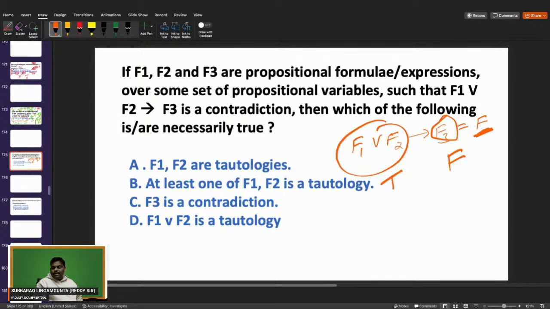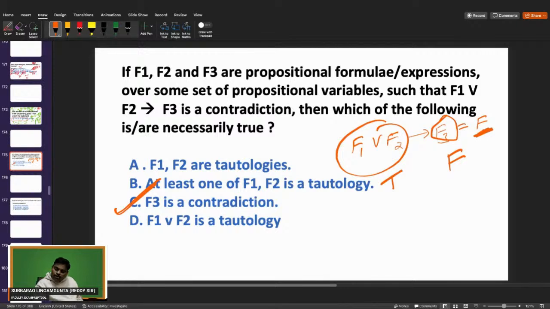F3 is a contradiction. Yes, F3 should be contradiction. That is perfect. It should be false. So I will agree C is true. What about B? At least one of F1, F2 is a tautology.